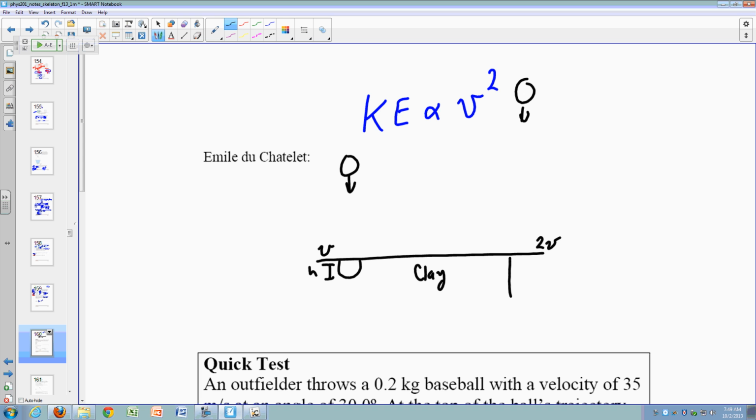that this depth is 4h, and it's because of this relationship, because if I double v, that's going to quadruple the kinetic energy. You can do a similar experiment with the mass. You can increase the mass of the ball, and then you'll find that if you double the mass, you double the kinetic energy. I have a little clip about Emilie du Châtelet.